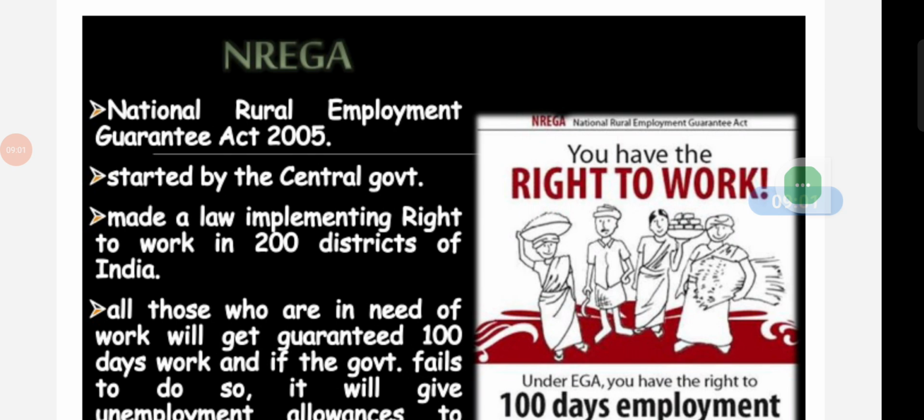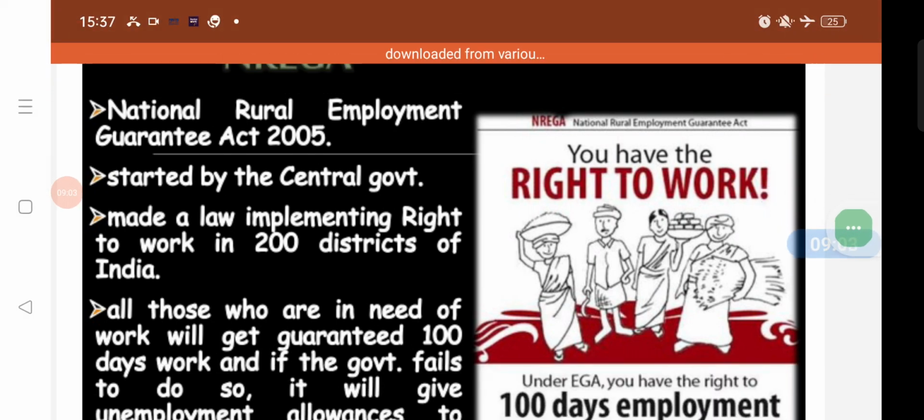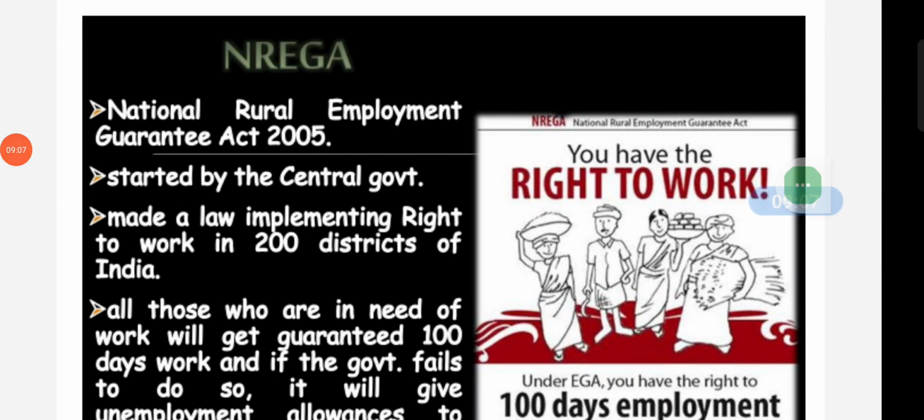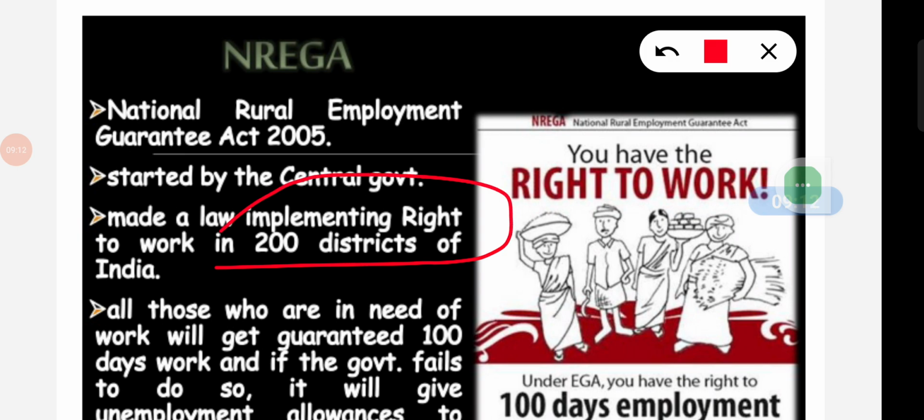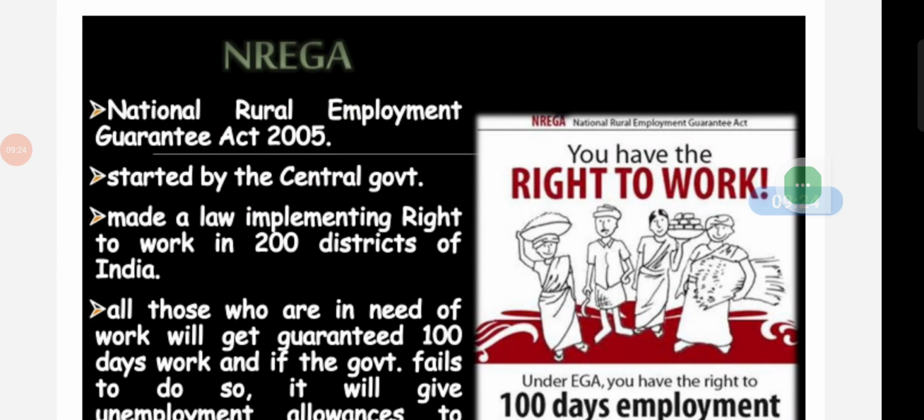So NREGA, what is NREGA? NREGA is a plan that provides employment in rural areas, 200 districts, to provide 100 days of employment. Mahatma Gandhi Rural NREGA is the National Rural Employment Guarantee Act. It started in 2005. The main motive of NREGA is that nobody will be unemployed.